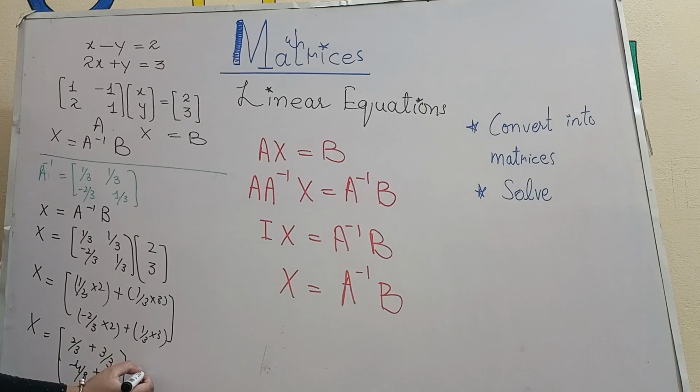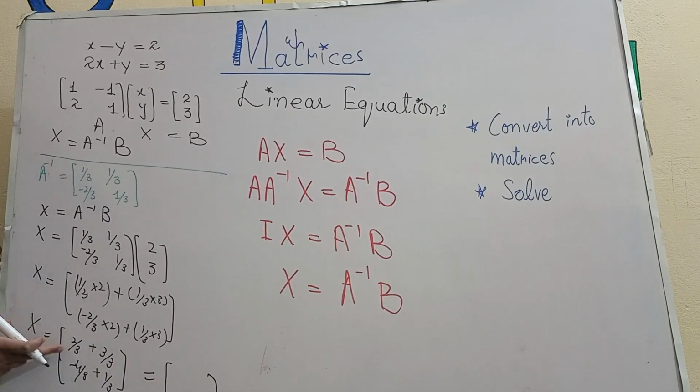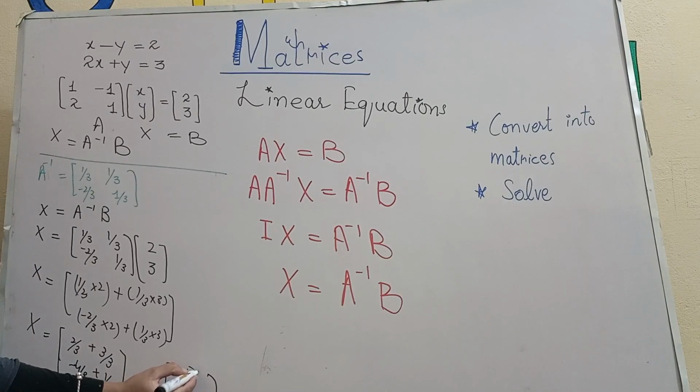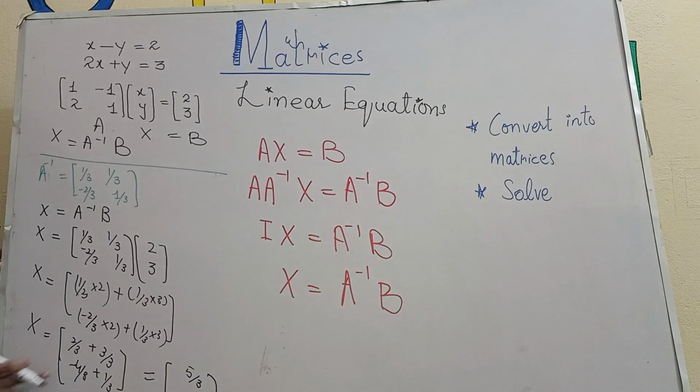In the next step we are going to add them. Here, friends, the denominator is the same, so we just add the numerators. 2 plus 3 becomes 5. So here it is 5 by 3, and on the other hand, minus 4 plus 1 is minus 3 by 3, which is minus 1. So here we have found the X matrix.